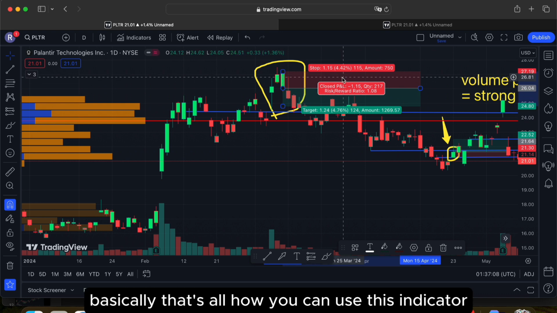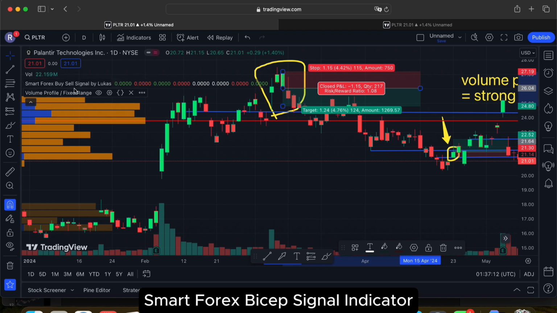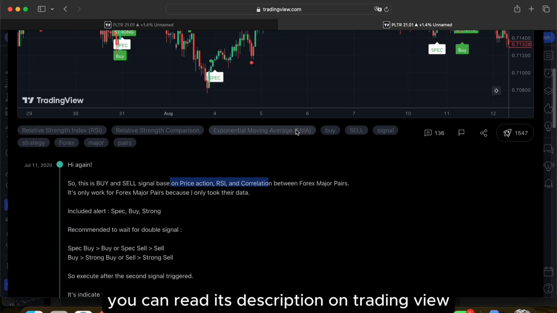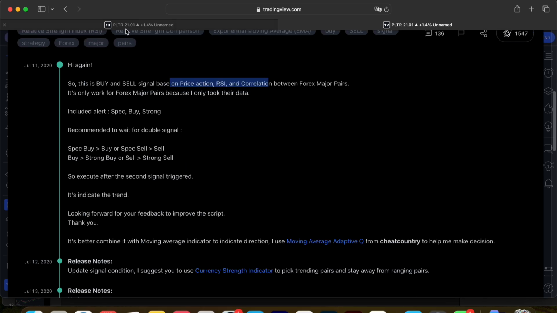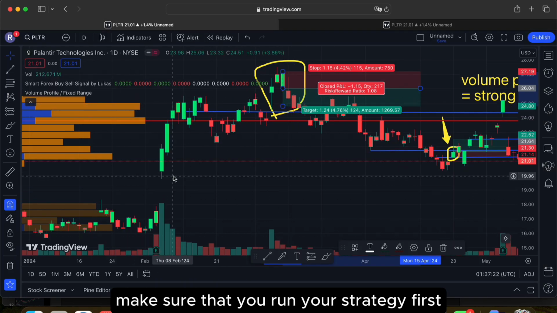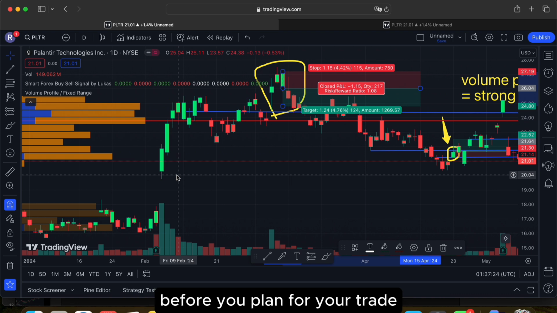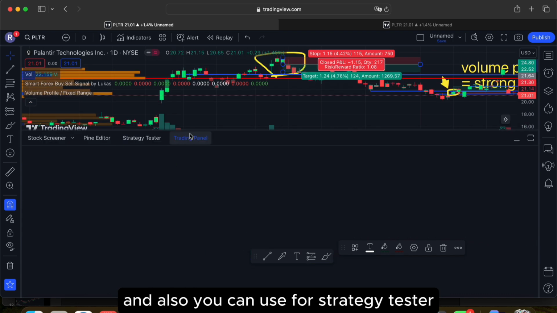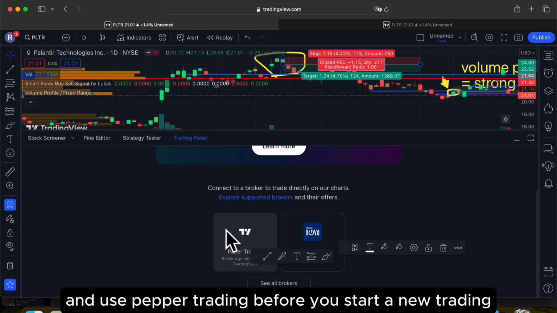So yeah, basically that's how you can use this indicator, the Smart Forex buy sell signal indicator. You can read up its description on TradingView and you can plan your trade based on this strategy. Make sure that you run your strategy first before you plan your trade, and also you can use the strategy tester and use paper trading before you start real world trading.